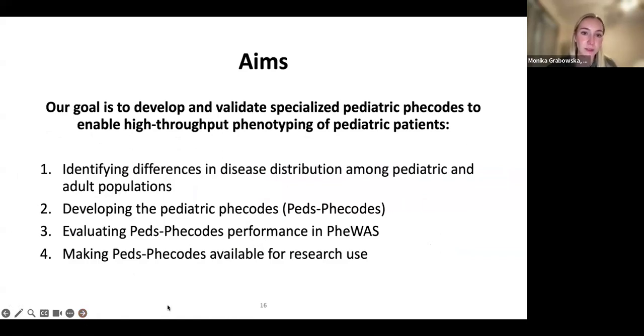So our goal of this study was to develop and validate specialized pediatric Phe codes so that you can perform high-throughput phenotyping of pediatric patients using EHR data. And this project had 4 major parts. One, examining the differences in disease among the pediatric and adult populations in our patient population here at Vanderbilt University Medical Center. Two, actually developing the pediatric Phe codes, or PEDS Phe codes, based on the existing Phe codes. Three, evaluating how the PEDS Phe codes compared to the existing Phe codes in PheWAS analyses, and then making the PEDS Phe codes available for research use.